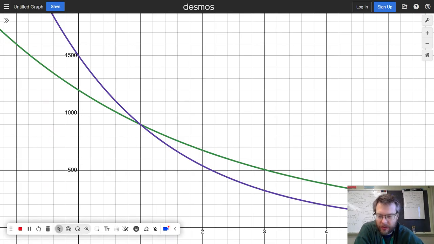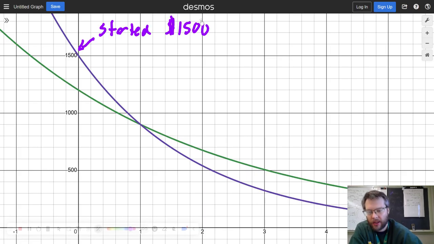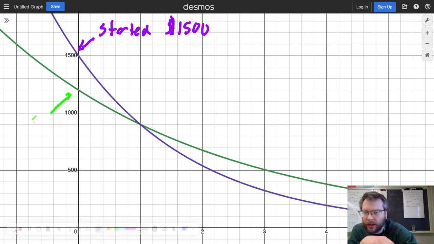And so what I can kind of interpret here is that the y-axis, the y-intercept, is how much it started out. So I can tell that this computer started, with the day you bought it, it was $1,500. And then if we're looking at the other one, this one looks like it started at $1,200. So it was $1,200 when purchased, when you bought it.